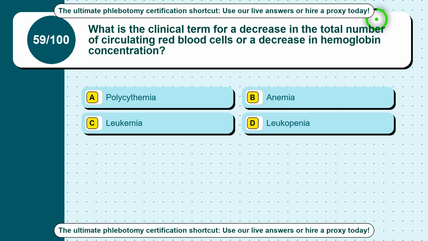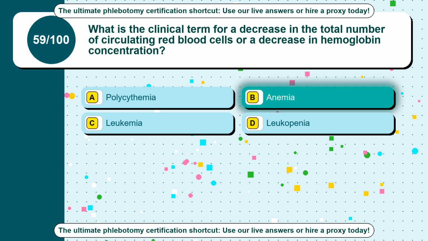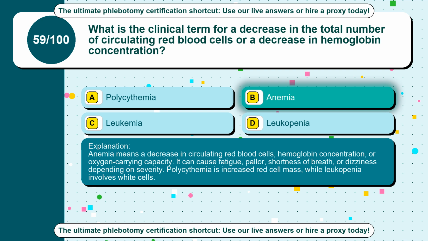Question 59. What is the clinical term for a decrease in the total number of circulating red blood cells or a decrease in hemoglobin concentration? Option A. Polycythemia. Option B. Anemia. Option C. Leukemia. Option D. Leukopenia. The correct answer is option B. Anemia. Anemia means a decrease in circulating red blood cells, hemoglobin concentration, or oxygen carrying capacity. It can cause fatigue, pallor, shortness of breath, or dizziness depending on severity. Polycythemia is increased red cell mass, while leukopenia involves white cells.